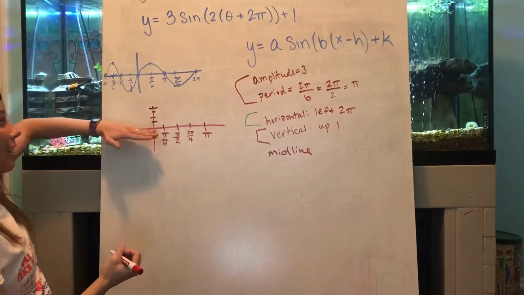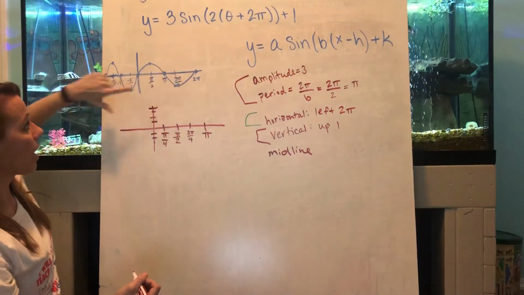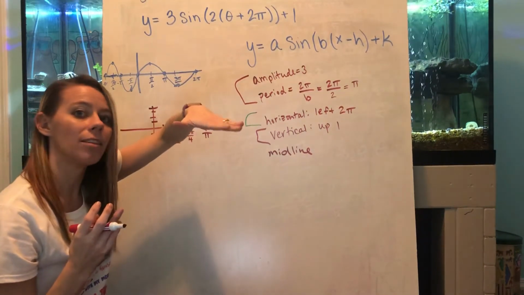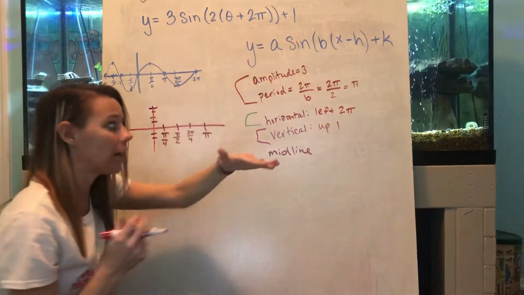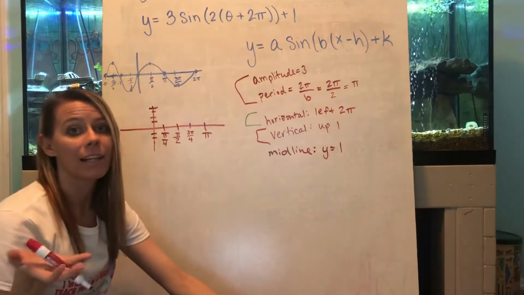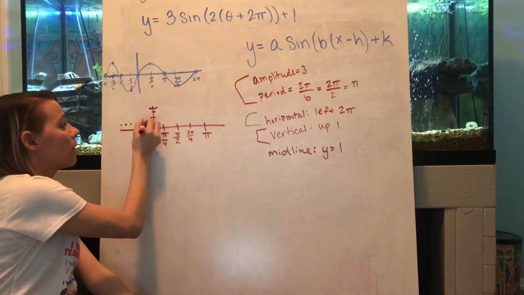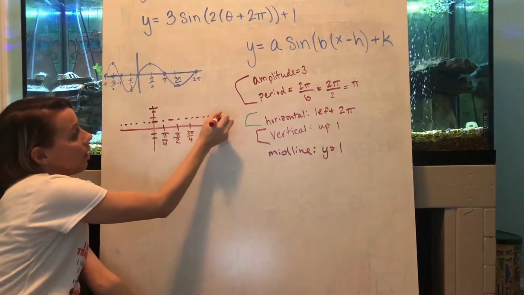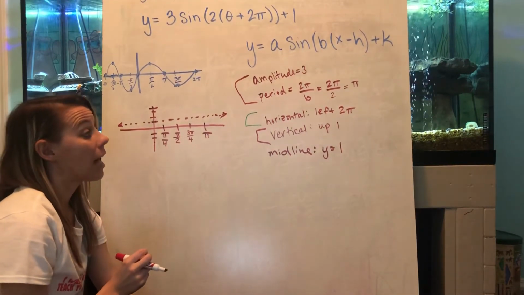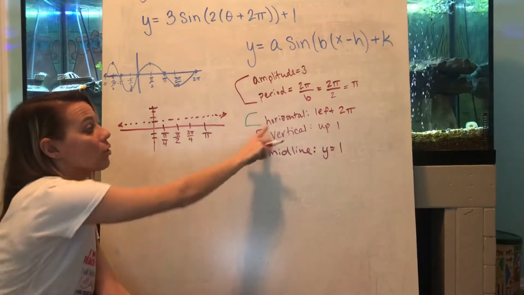Our midline is no longer going to be 0. Like right here, where the points touch the x-axis, instead of touching there, since it's moved up 1, it's going to touch at the line y equals 1. That's our midline. Usually our midline has been y equals 0 up until this point. So y equals 1, I'm going to go ahead and put that midline in there. Okay, so I'm going to go ahead and graph everything excluding the horizontal shift.